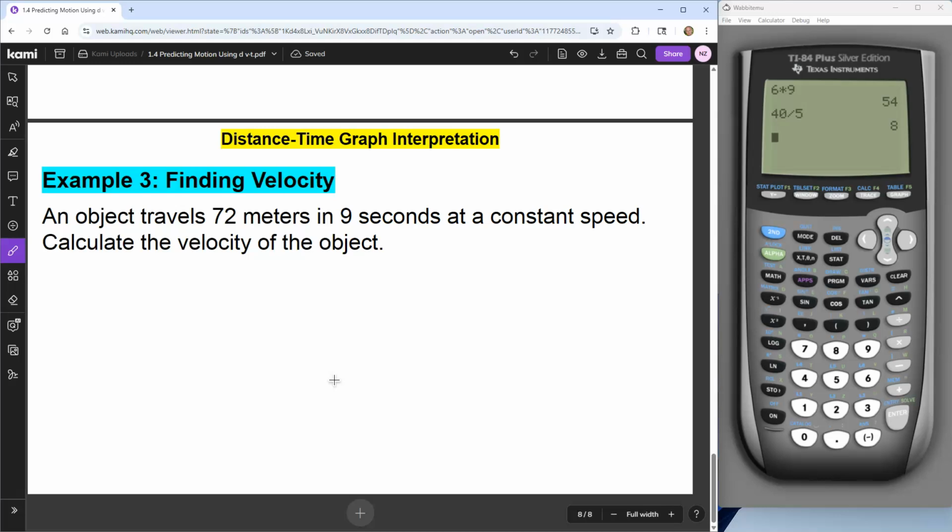All right, in this third example, we're finding velocity. An object travels 72 meters in 9 seconds at a constant speed. Calculate the velocity of the object. We saved the easiest one for last. Velocity is equal to distance divided by time. So I'm just going to plug in. My distance is 72 meters, and it took 9 seconds to travel that distance. So 72 divided by 9 is 8. 8 meters per second.